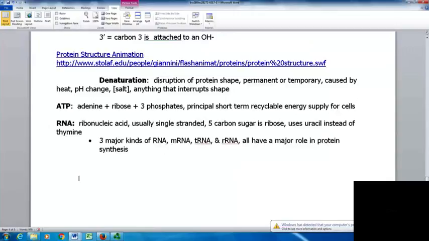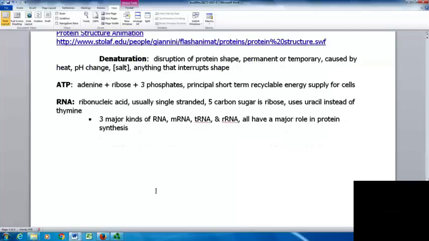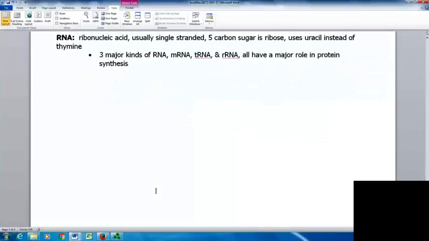RNA is ribonucleic acid. This is usually single-stranded. The 5-carbon sugar is ribose. RNA will use uracil instead of thymine. There are 3 major kinds of RNA. mRNA is messenger RNA, tRNA is transfer RNA, and rRNA is ribosomal RNA. All of them are going to play a major role in protein synthesis, which we will cover more of later.